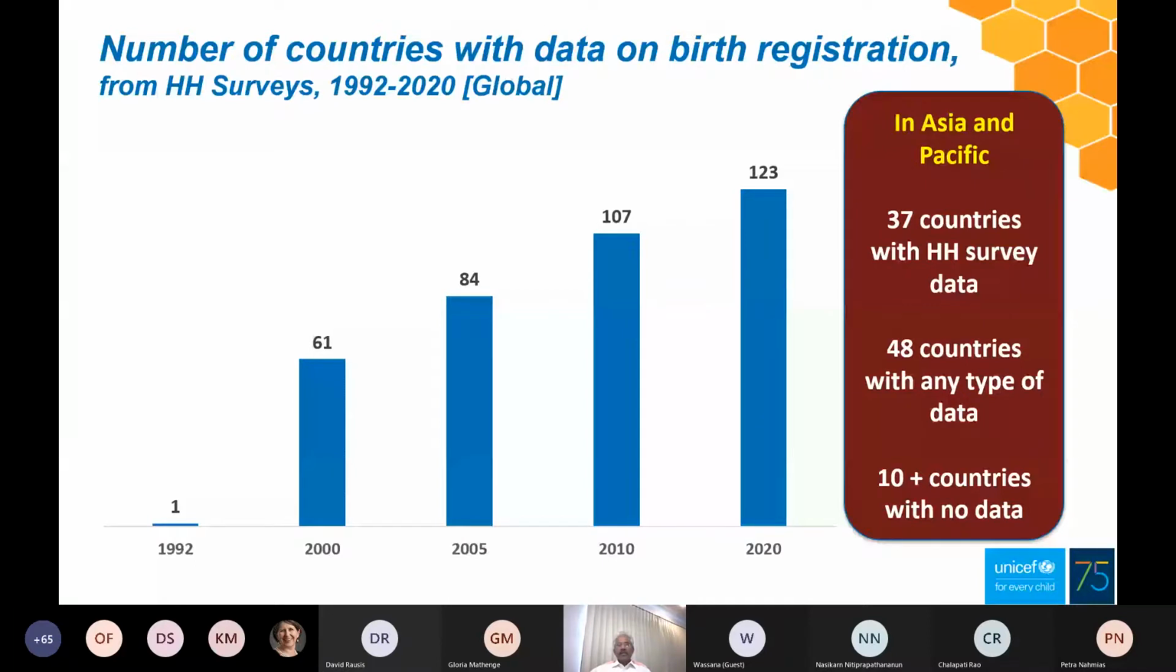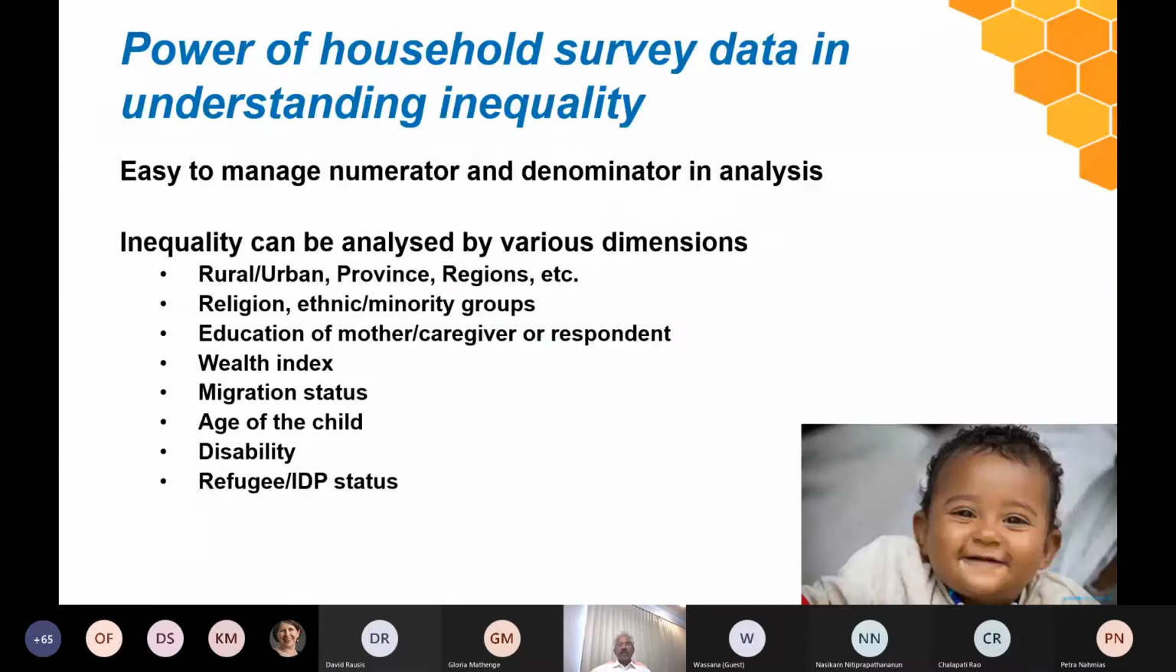And let us look at the power. There are some advantages, as I mentioned before. Household surveys have a lot of power when it comes to data analysis and some kind of advanced analysis. One important thing is that when it comes to birth registration, unlike in some other sources we analyze, it is very easy to analyze because both numerator and denominator come from the same data set. So for anybody doing the analysis, there are no complications in terms of managing numerator and denominator issues. That is the case with admin data or some other data sources we use for understanding the level of birth registration.